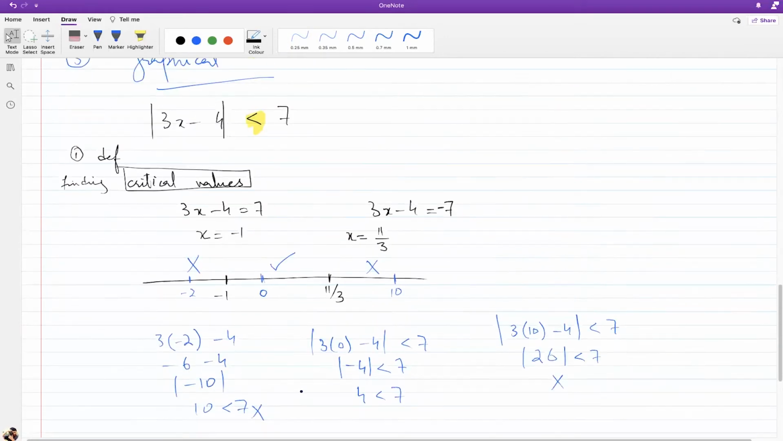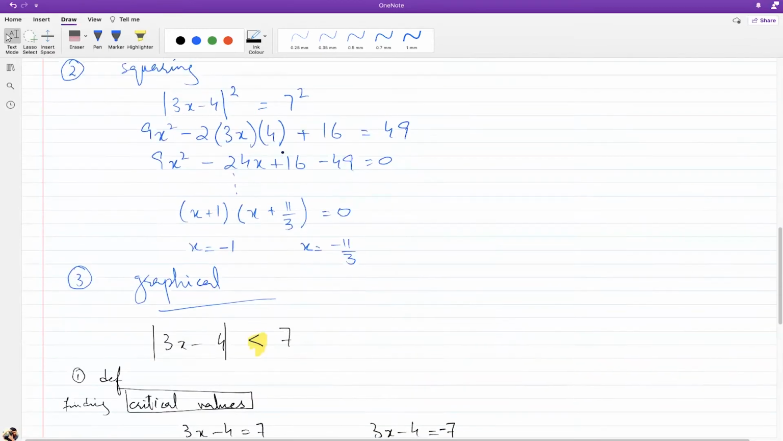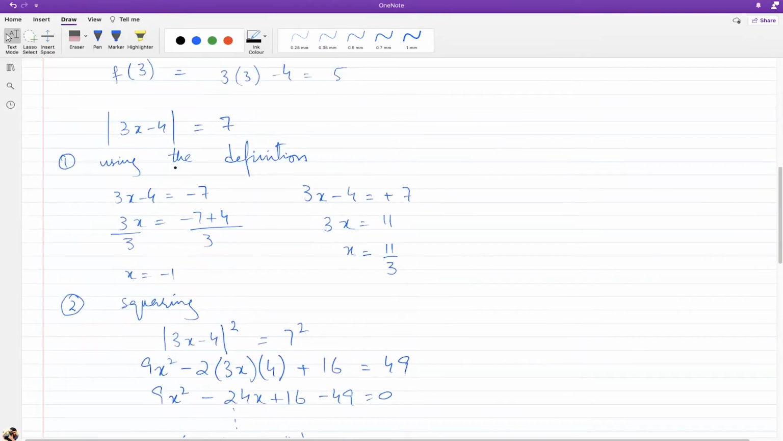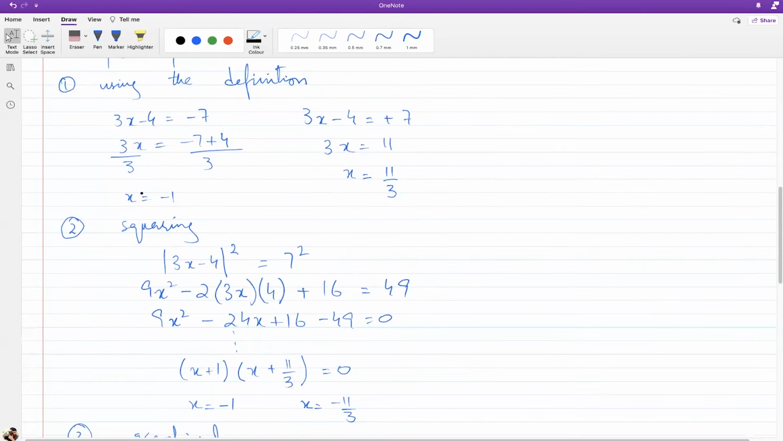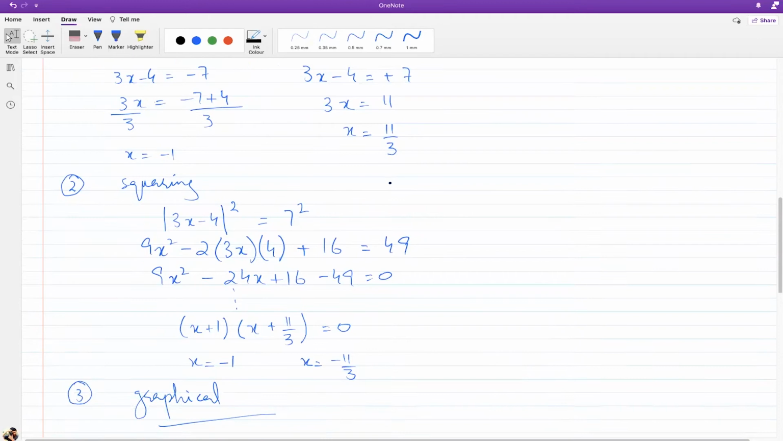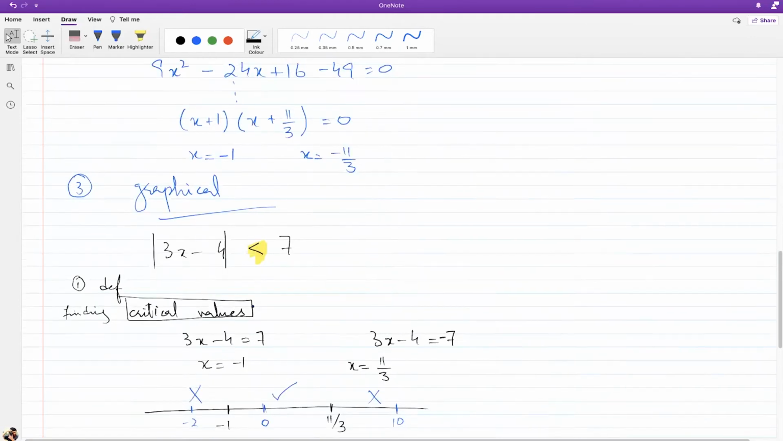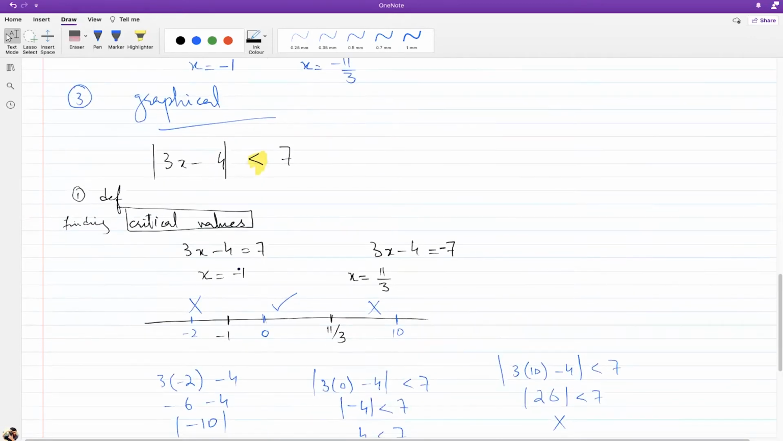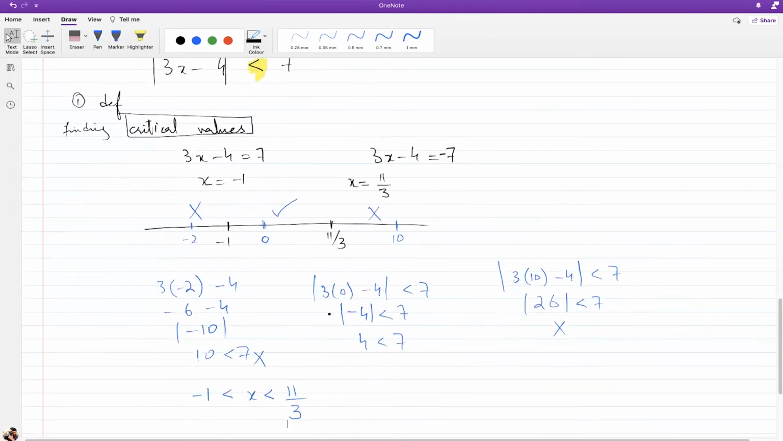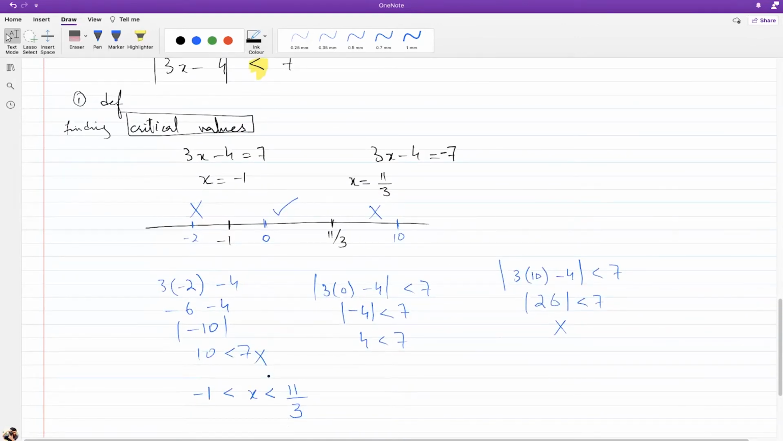The only difference between inequalities and equations here is that you solve them the way you normally would, but instead of finding the answers and stopping here, you say that this is my critical value, and now I'm going to find the range, and for that you do the testing. That is one method. If you square it, you do the same thing, you get the critical values, and then you test it, and then you're like, okay, this is my answer.